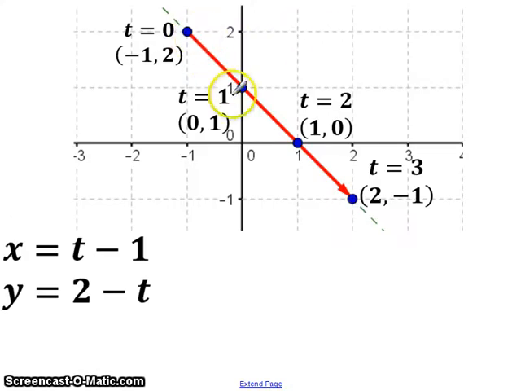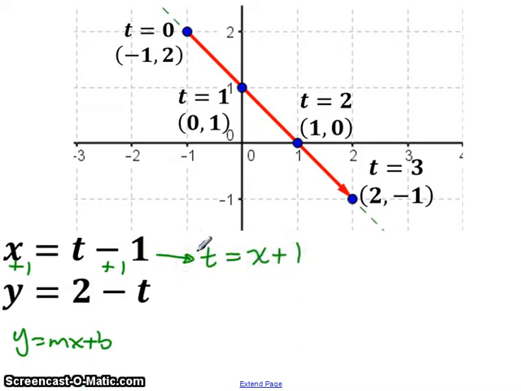Here I have a plot of a set of parametric equations, moving along this path from t equals 0 to 1 to 2 to 3. These are the parametric equations that describe this path. So in order to get this into a y equals mx plus b form that describes this particular line, the first step is to solve for t. So if I add 1 to both sides here, I get t equals x plus 1. Okay. Now I can replace t with x plus 1 in this equation.